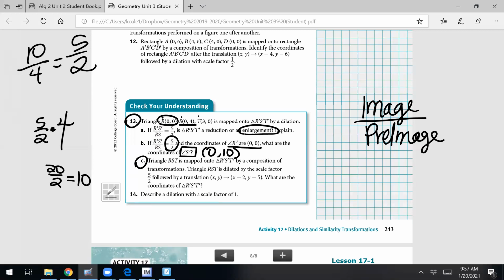What is another word for translation? Slide, right? Remember we did translations where we slid them? So what does the +2 tell us that we're doing? Right, 2, because the y tells us up or down. So y means we're going down 5. So that's the slide that we're dealing with. But what do we do first?